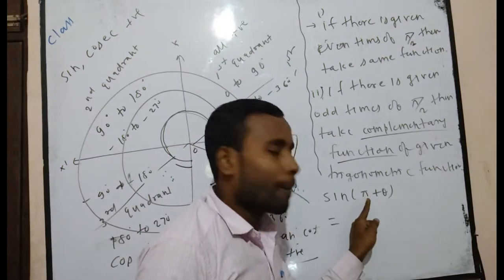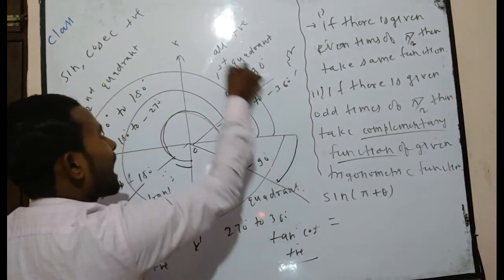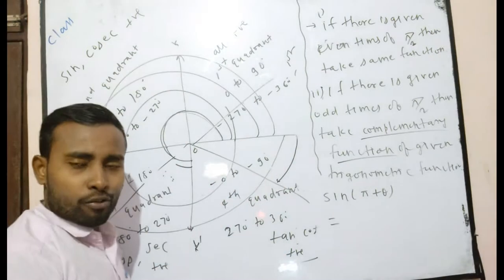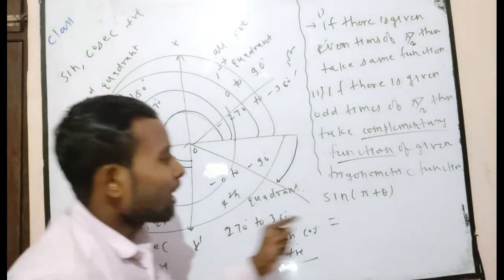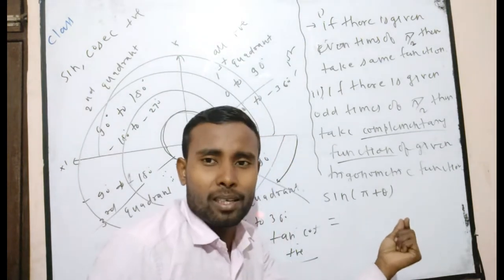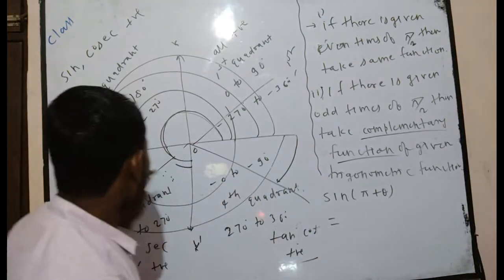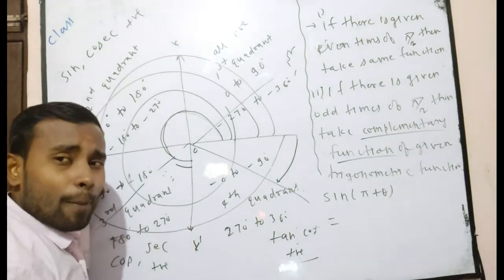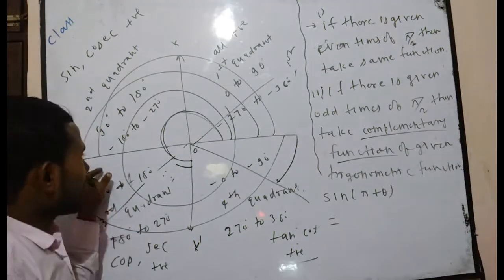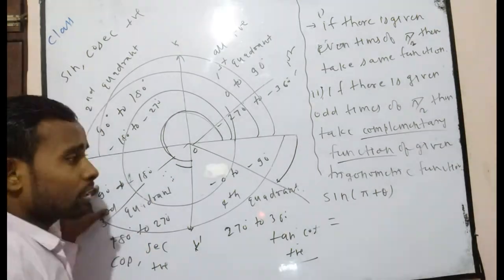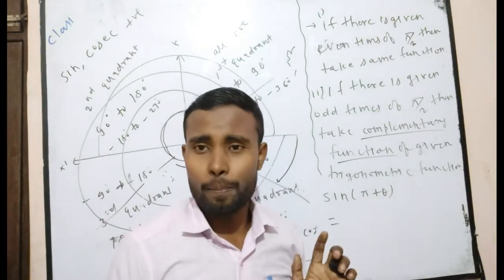As you know that pi means 180 degree, that means half rotation of the axis. And 180 degree plus something, you will definitely jump past the second quadrant, because you have already reached up to the second quadrant. After adding any angle, you will definitely jump into the third quadrant. So you can say that pi plus theta lies in the third quadrant.